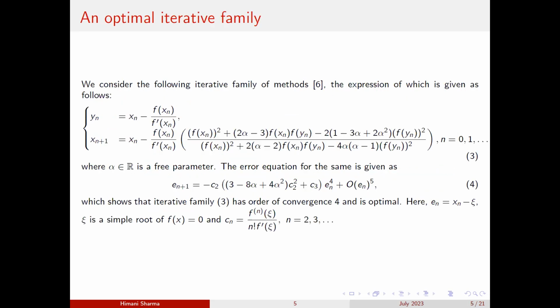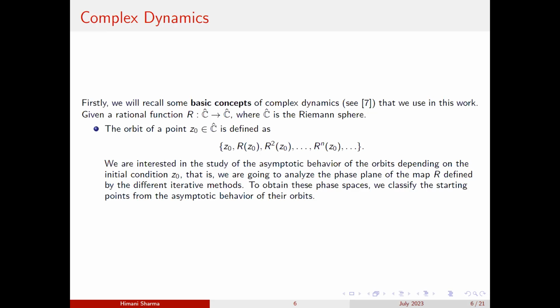Now, the iterative family which we are considering in our work is given by equation number 3. This family is optimal and has the error equation given by equation number 4. Firstly, we will recall some basic concepts of complex dynamics.